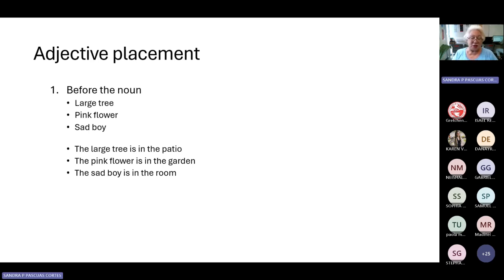Then, in a sentence, the large tree is in the patio. The pink flower is in the garden. The sad boy is in the room. Notice they're all singular. Everything in this slide is singular, and it is before the noun. All right, look, large tree, pink flower, sad boy. Questions?